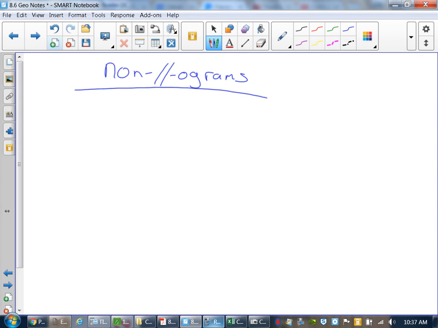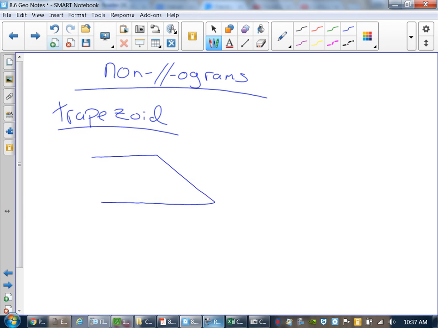The non-parallelograms. We had two basic ideas of the non-parallelograms, and one of those types had a more specific one. So, one of them was the trapezoid. So the good old-fashioned trapezoid, what made that more a specific quadrilateral is that it had only one set of parallel sides. It had the one set of parallel sides. There really wasn't anything else with the boring old trapezoid.